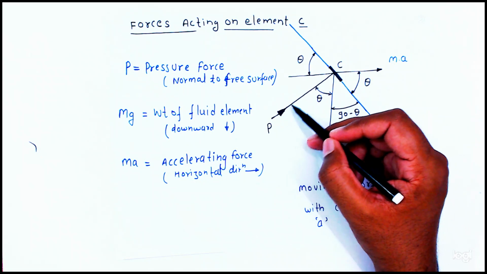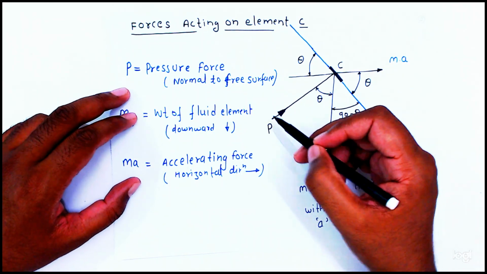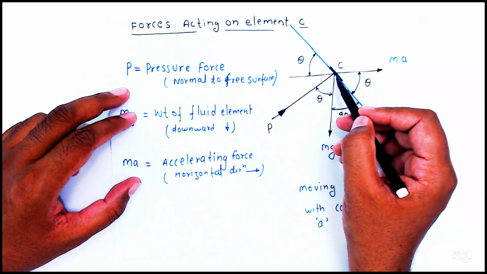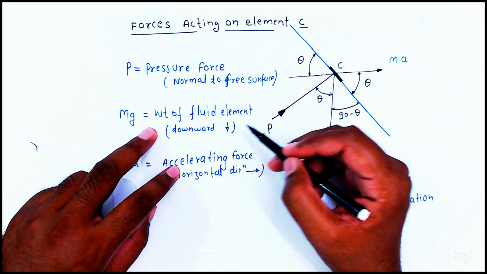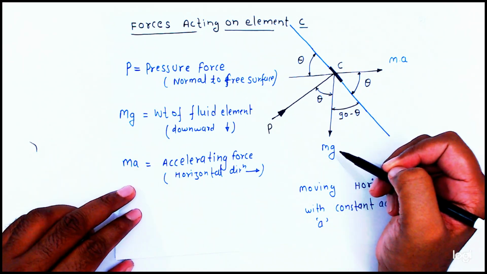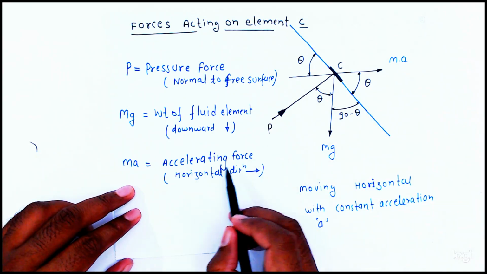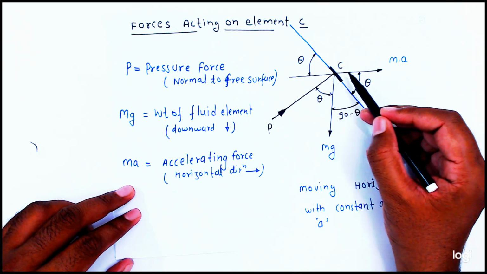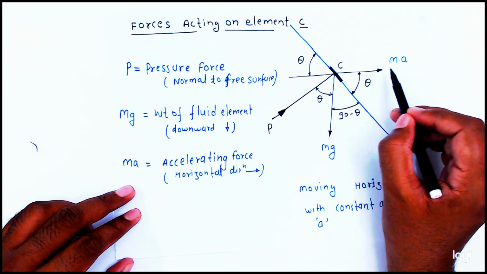So here, friends, you see this is the element. Because of the liquid on this side, the pressure force is normal to the surface, so this is the pressure force. P is the pressure force normal to the free surface, so in this direction it will work. Mg is the weight of the element, it will work downside. Now it is moving with some horizontal acceleration, so the accelerating force, mass into acceleration, because the element has some mass, will work in this direction.